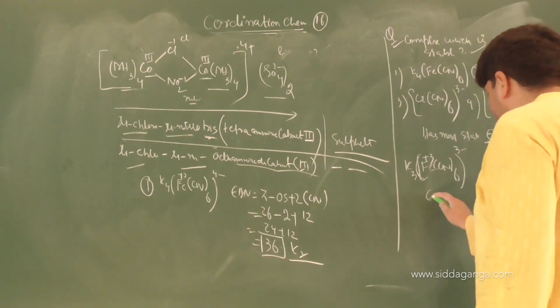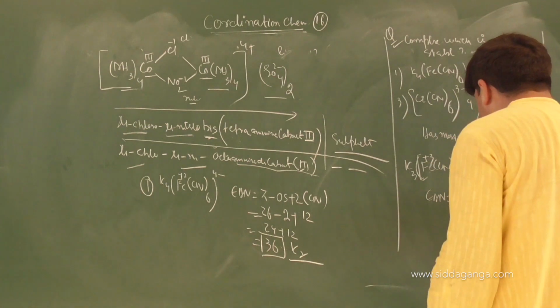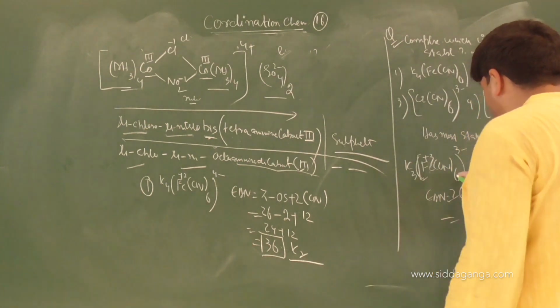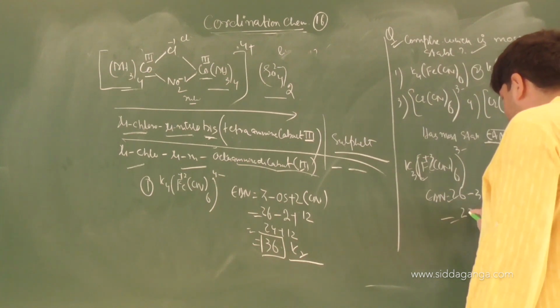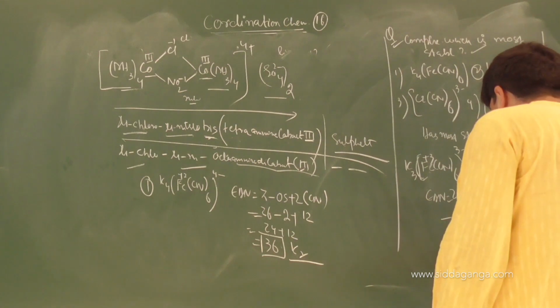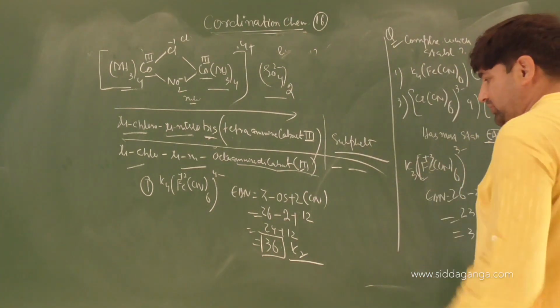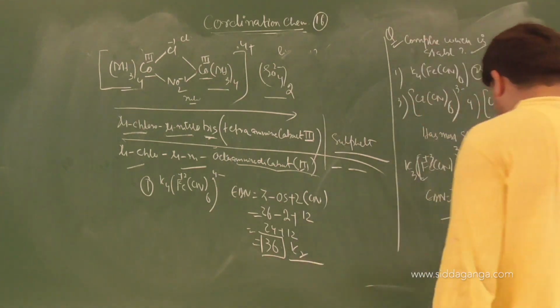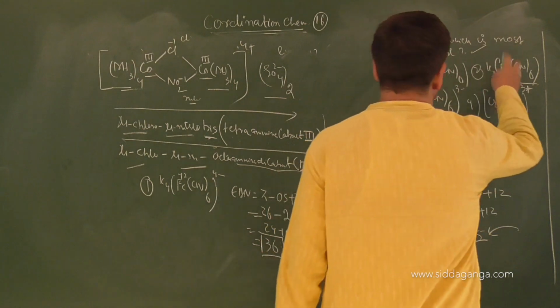So then the effective atomic number becomes 26 minus 3 plus 12, because the coordination number for this is also 6. 26 minus 3 makes it 23, plus 12, that makes it 35. It is away by 1 electron from the stable noble gas electronic configuration of krypton. So this will be less stable compared to the first one, because the first one is 36, this is 35.